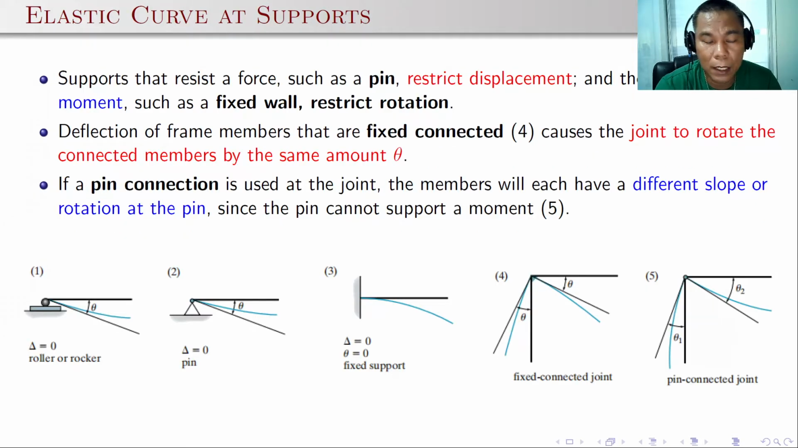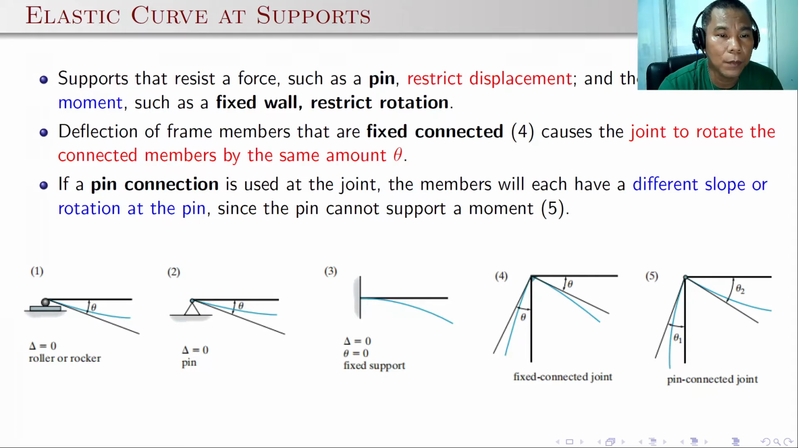So here is the typical effect for the different supports. Supports that resist a force, such as a pin, restrict the displacement, and those that resist moment, such as the fixed wall, will restrict rotation.